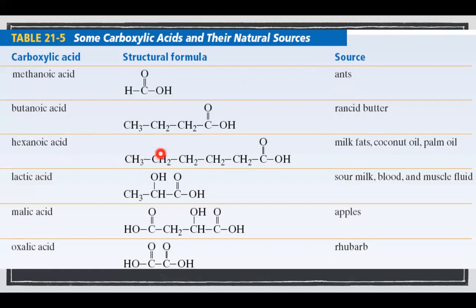You can see here there's 1, 2, 3, 4, 5, 6. 6 is hex, got that carboxyl group at the end. Sour milk, blood, and muscle fluid contain lactic acid. Malic acid is in apples, and there's a vegetable called rhubarb, which is very sour. They make pies out of it, and that contains oxalic acid. And this is not an IUPAC name. This is like an acetic acid type of name. It's not the systematic name for the compound.